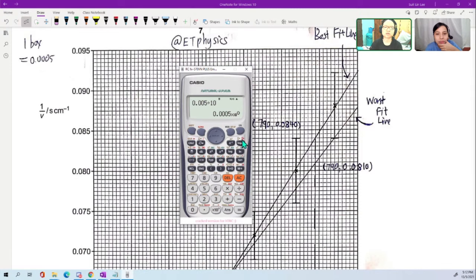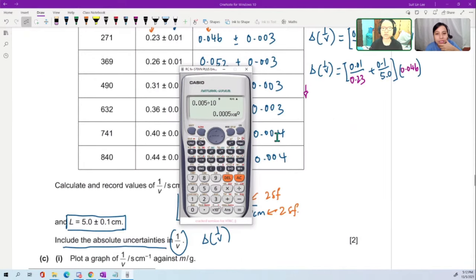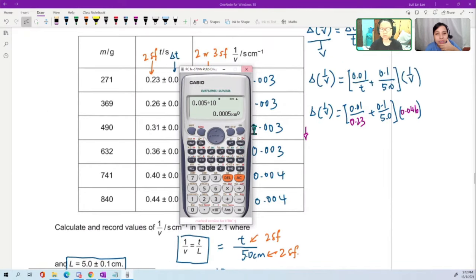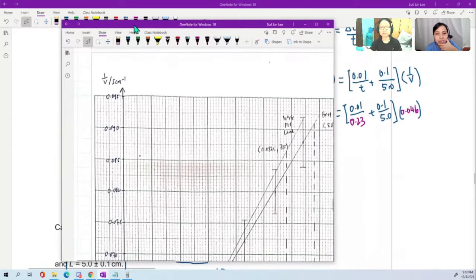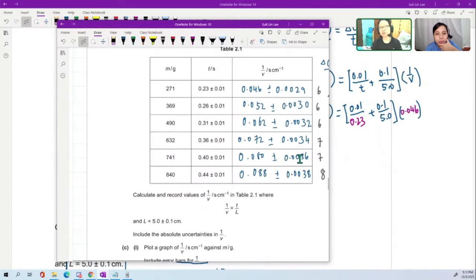Let me engineering mode again. 0.0005, three zeros. So if it's 0.005, all this I can plot to the corner, because whenever we plot a graph, we want corner plots. So in this case, I can still round 0.0034 and 0.0036 to 0.0035. So I like the fact that my error bars are 666778.